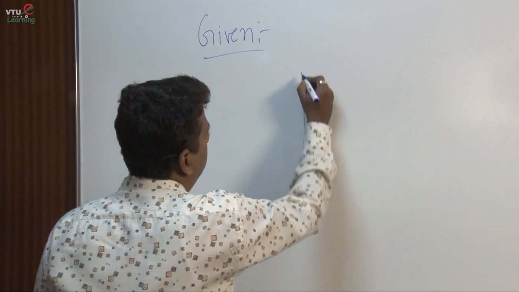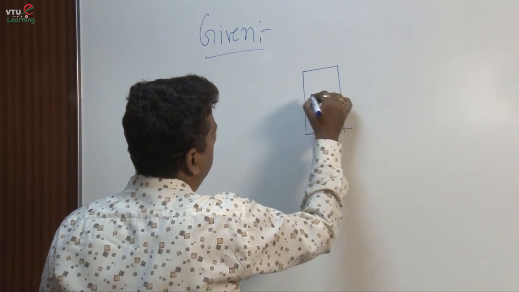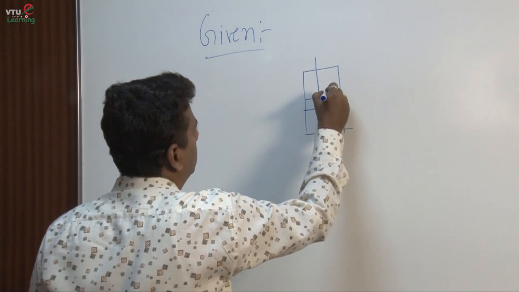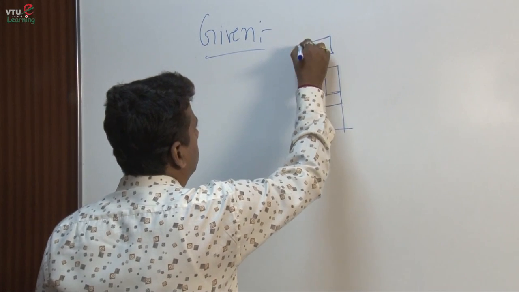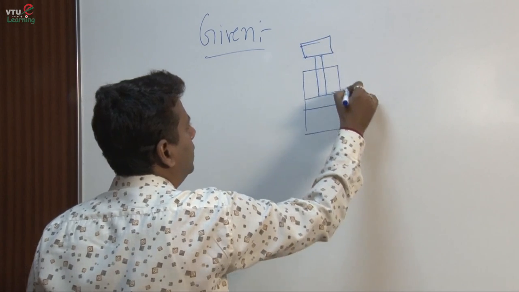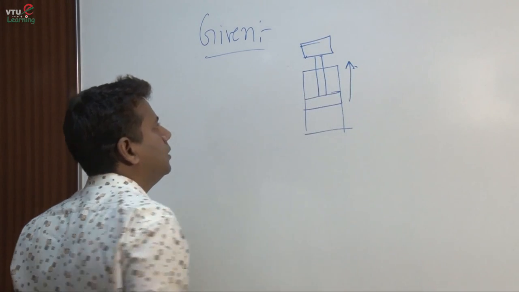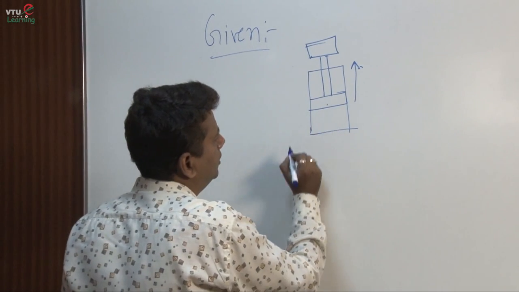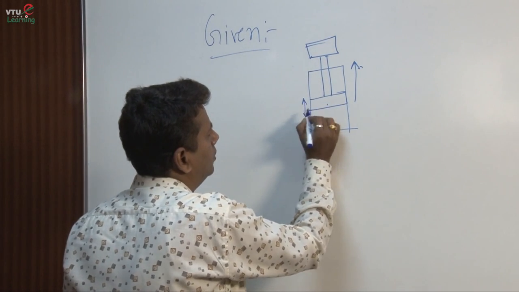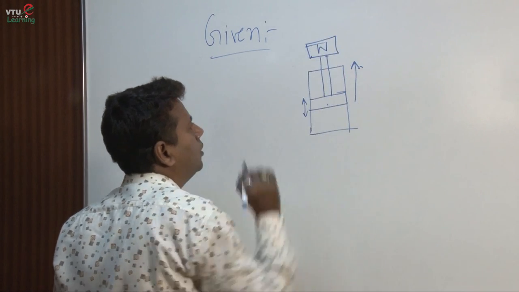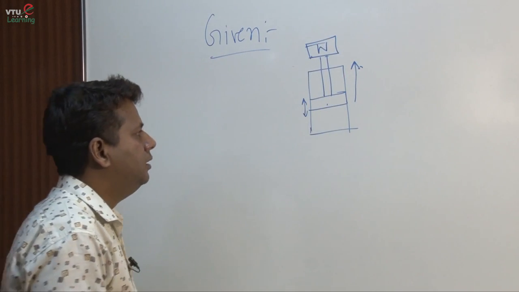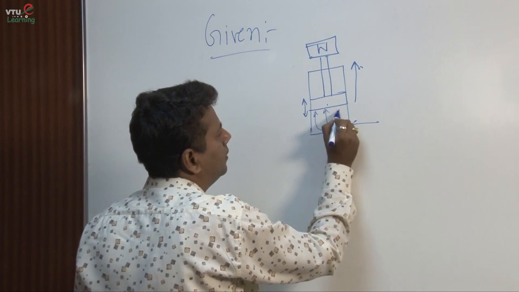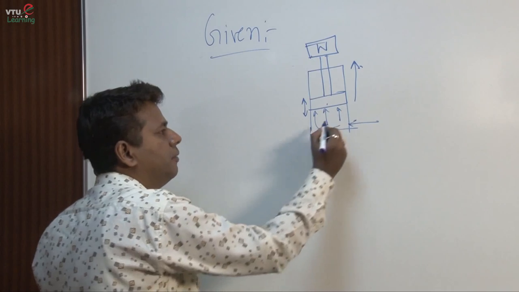So I will take a vertical cylinder this time, right? So it is having a piston, right? And it is going to lift a load of what? 120 kilonewtons. So this is the cylinder, this is the piston. So this has to lift a load of 120 kilonewtons, right? So this is the fluid. So fluid will be acting and it is going to lift. So this is the pressure.